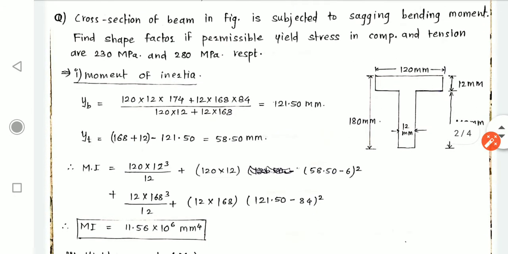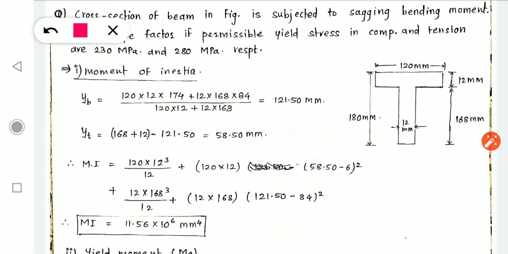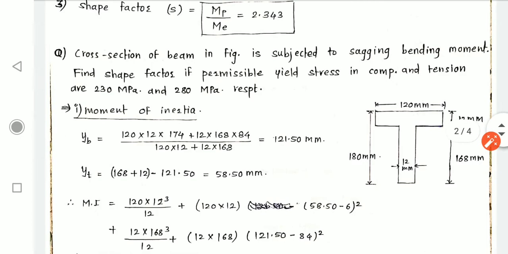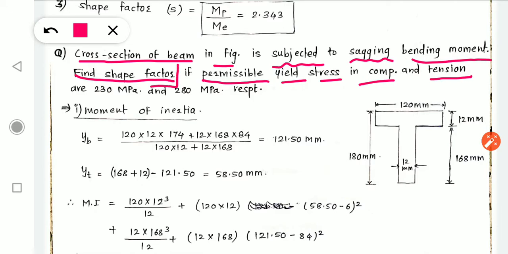In the next question, they asked us to calculate the shape factor for this T-shaped unsymmetrical body. Okay, now how to do that? Let's read the question first. In this, they said the cross section of a beam in the figure is subjected to a sagging bending moment. Find the shape factor of permissible yield stress in compression and tension. Find the shape factor. Here the question stops.